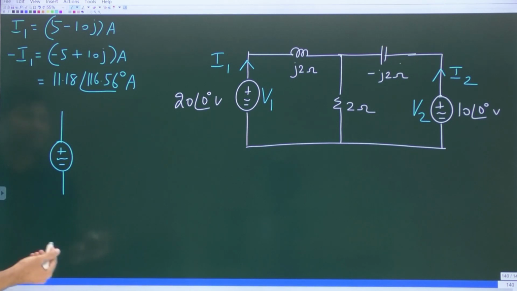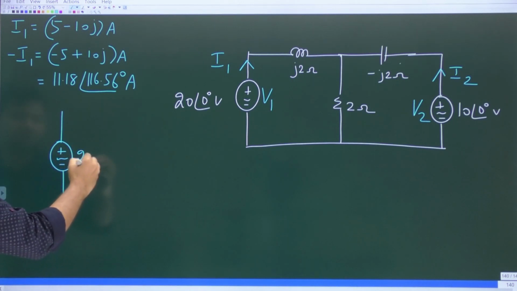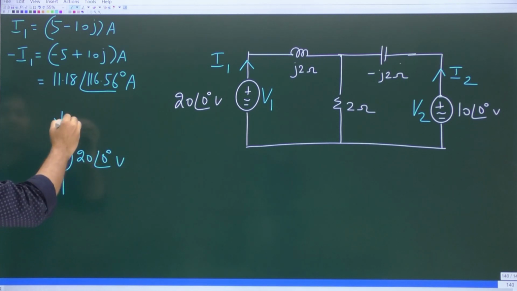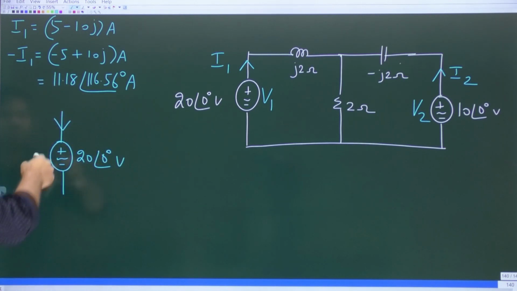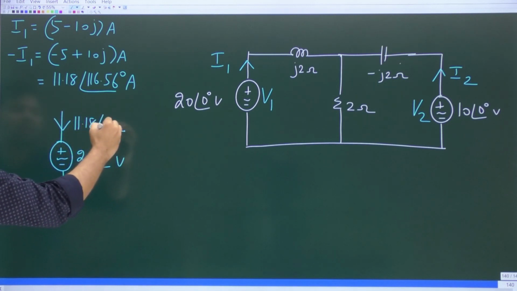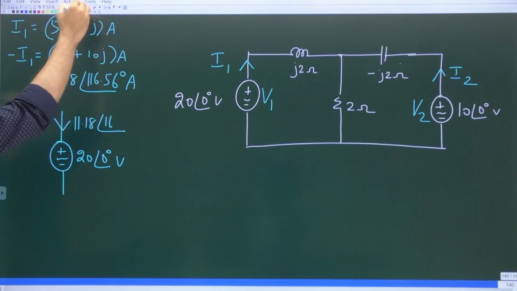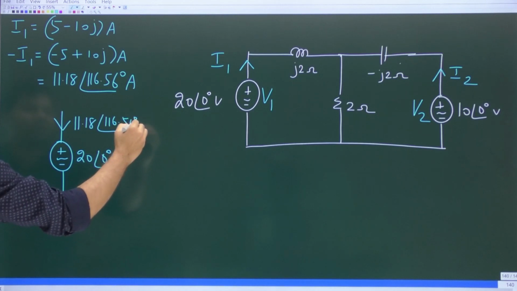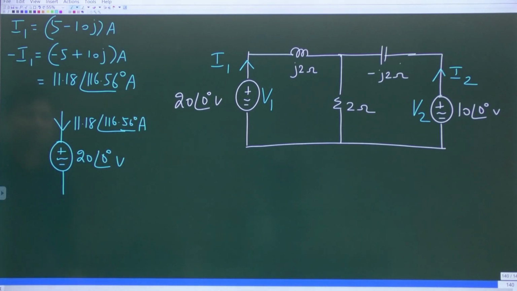We have a voltage source whose value is what? 20 at an angle 0 degrees volts. And what is this current? Current flowing into the plus terminal is minus I1, which is 11.18 at an angle of 116.56 degrees amperes. Now I have a two-terminal element across which we know the phasor voltage, and also the phasor current flowing into the plus terminal.